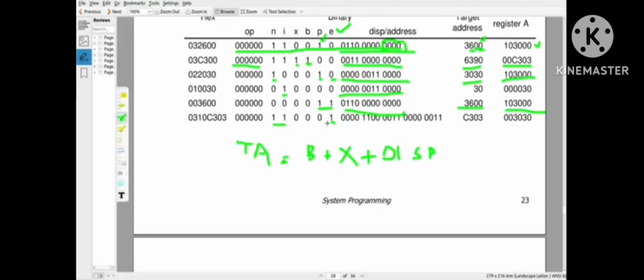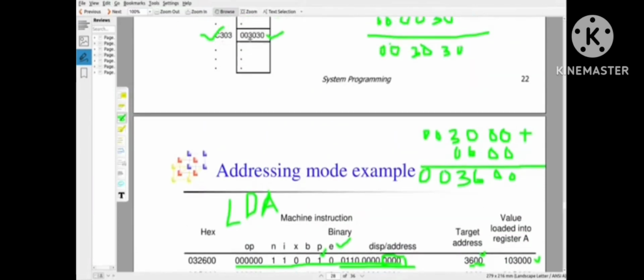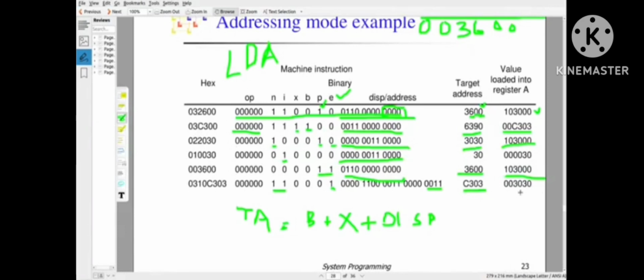Okay, then the last one is e is equal to 1, format 4, and this is simple addressing mode. Since the displacement is 5 into 4, a 20 bit displacement, so 20 bit. So this is equal to 3, 0, 3, and this is 12, actually hexadecimal value C. So C303, this is the target address because this is simple addressing mode. Then what is present in that C303, this is the value, so that is loaded into the accumulator.